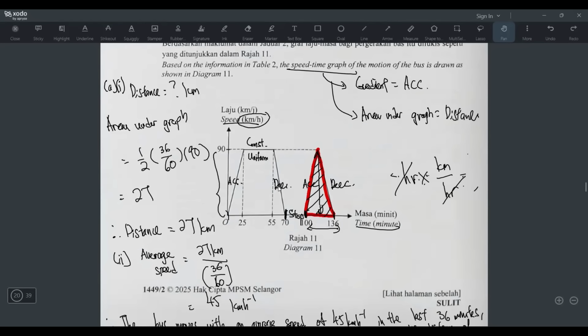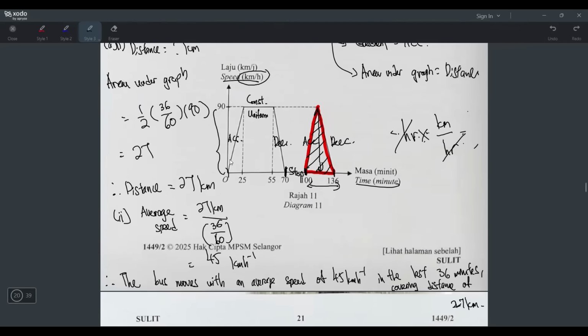But let me tell you something. If I want to convert the STG to DTG, if the line is like this, and we convert to DTG, it will be like this, because the gradient is increasing. For DTG, the gradient of the graph would be the speed. And if your speed keeps on increasing, it means the gradient also has to go like that. And if the line is like this, then only the line is okay.